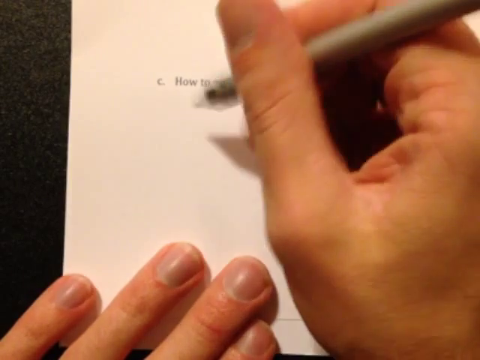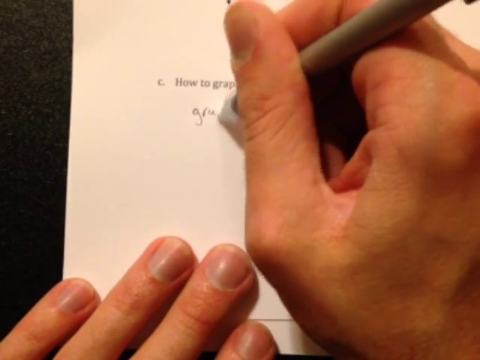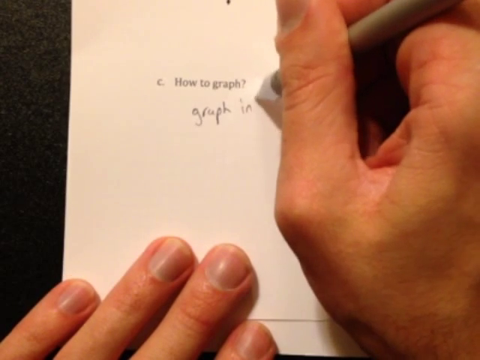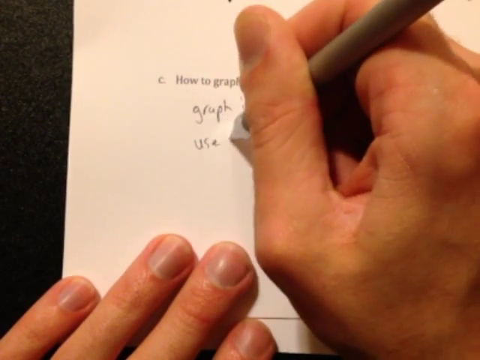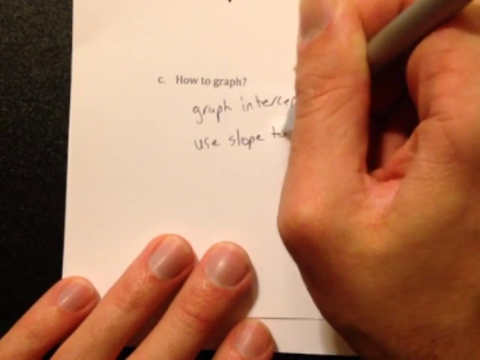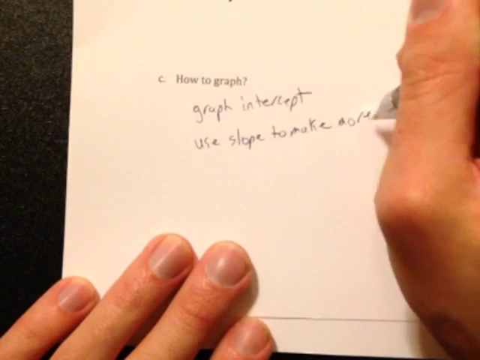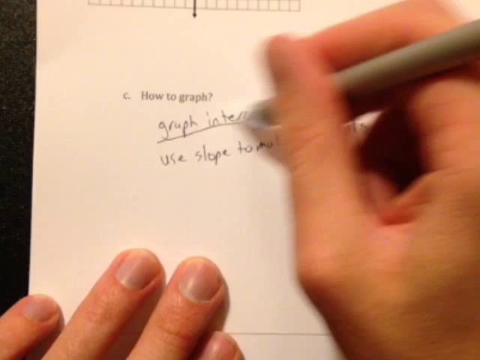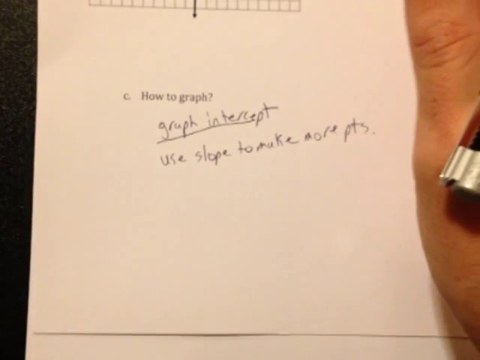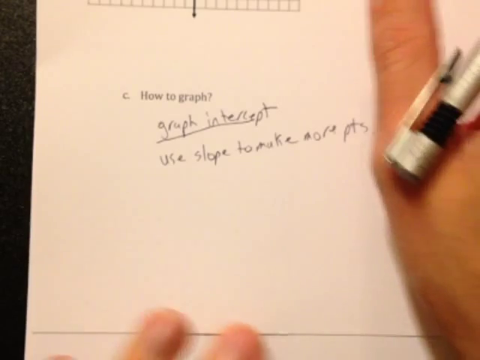How to graph something in slope-intercept form, it's 2 steps. You need to graph the y-intercept first, and then you need to use the slope to make more points. The key is you have to have a point on your graph first in order to use the slope. You have to have a specific point to start from, because the slope doesn't tell you where something is, it's telling you how to change from one point to the next.